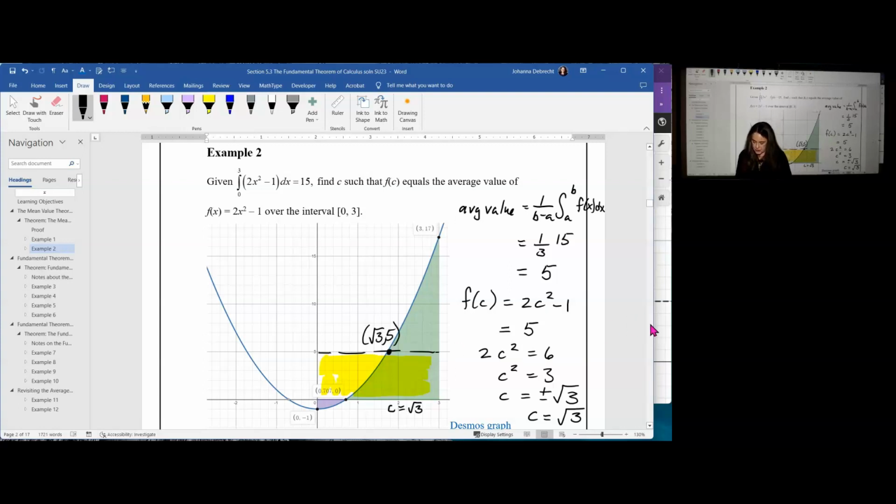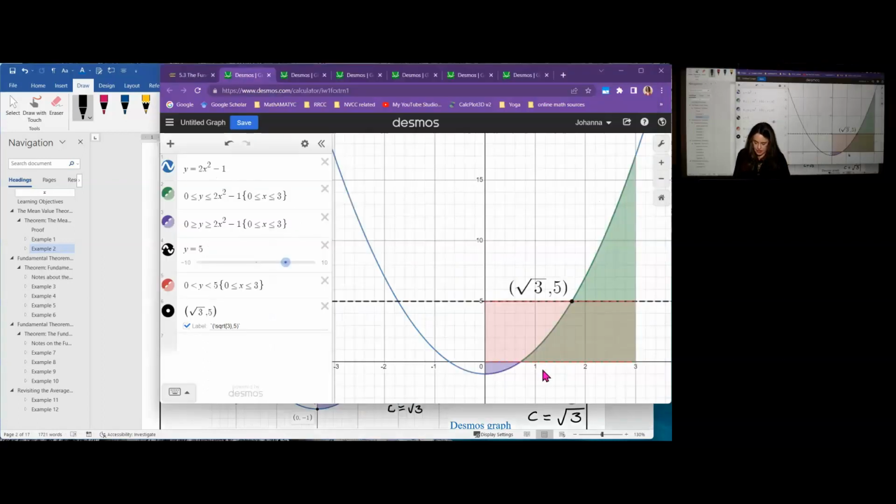I do have a picture of this, which I'll show you now, so that you can see the related areas on a better than hand-drawn graph. So here's our point, root 3, 5, and you can see the area between the x-axis and the curve, x squared minus 1. This rectangle shaded in light red is the same area as the combination of the green and the purple.